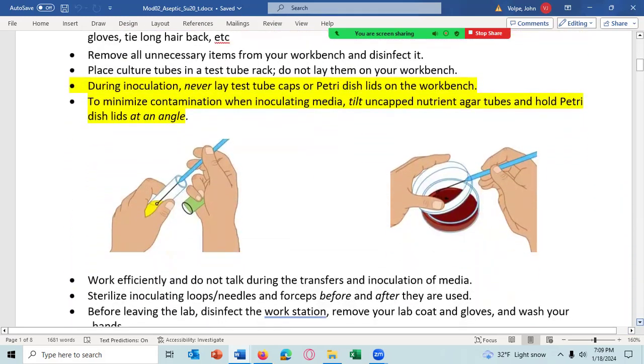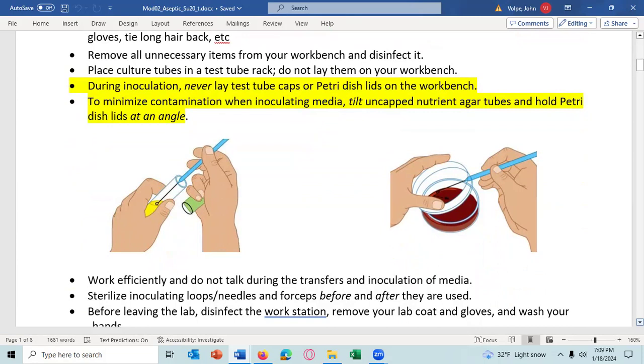During inoculation, you should never put your test tube caps or Petri dish lid on the workbench.